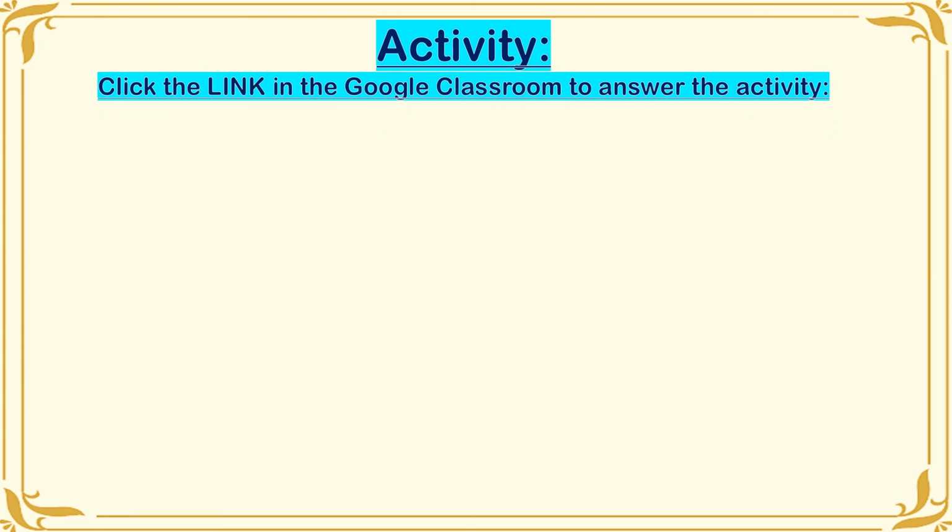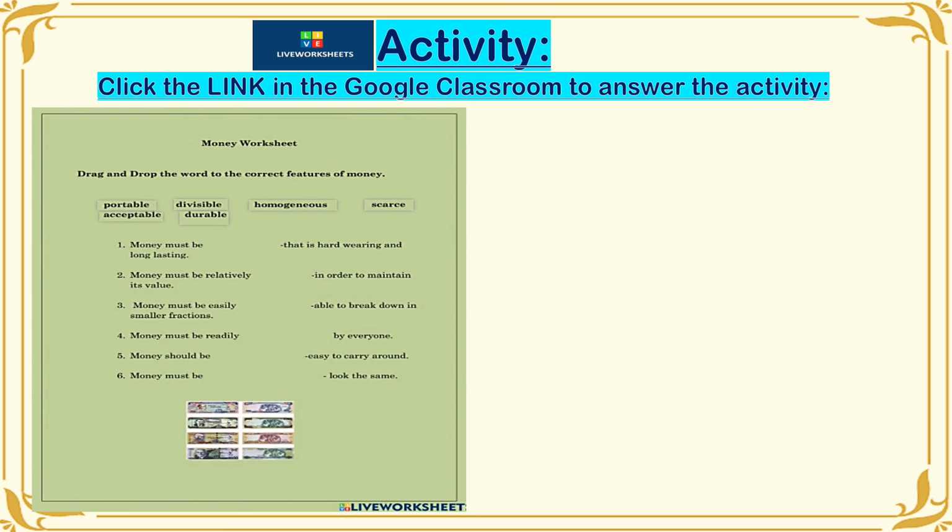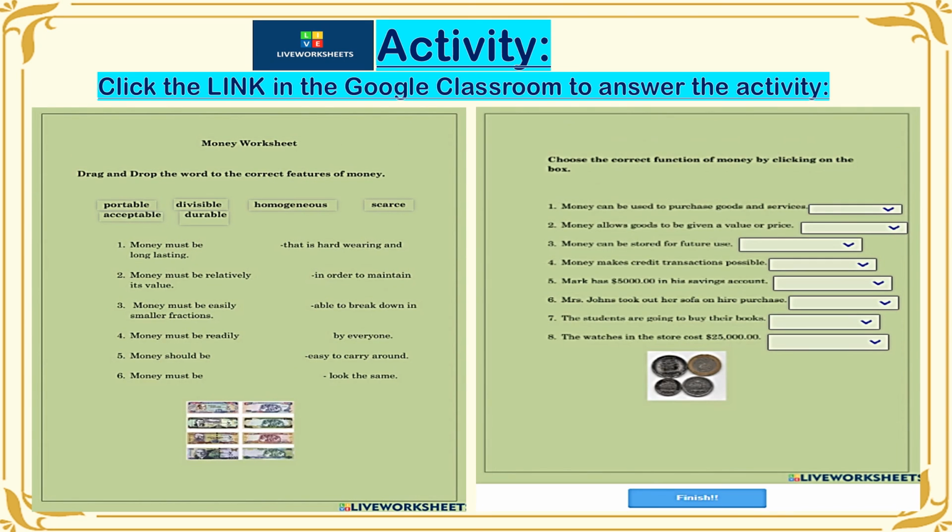Now, class, for your activity, please click the link in the Google Classroom to answer the activity. So this is how your activity looks like. It is a live worksheet. You have to click the link I'm going to post in Google Classroom. And then all you have to do is to read the sentences and fill up the missing word. And for number two, you just click the arrow down in here and choose your best answer. Click finish and then click check my answer and screenshot your score and upload it in the social studies album I created in your Line group.